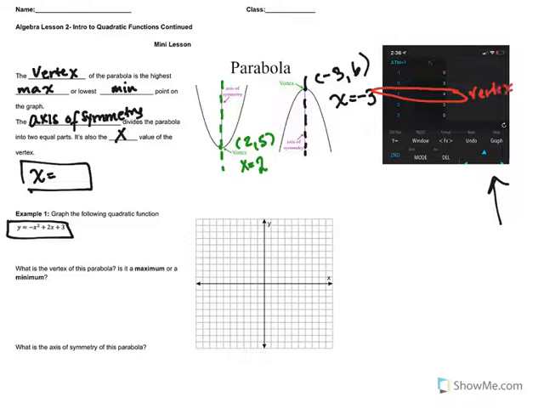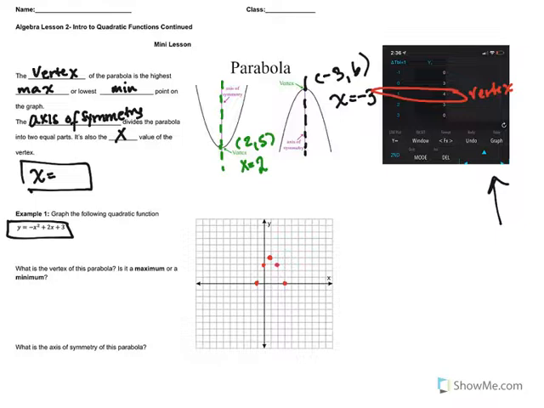Okay, so we're going to start by plotting our vertex, which is 1, 4, right over here. Then I'm going to go ahead and add points on both sides of my graph. So I'm going to add -1, 0, which is right over here. I'm going to add 0, 3, which is right here. I also have 2, 3, and I also have 3, 0.